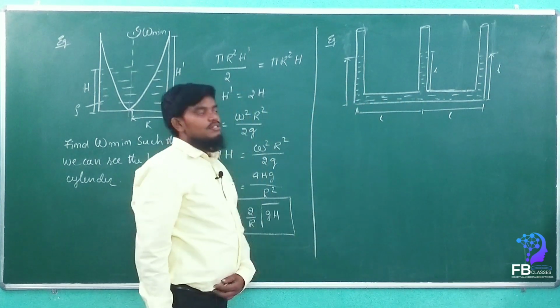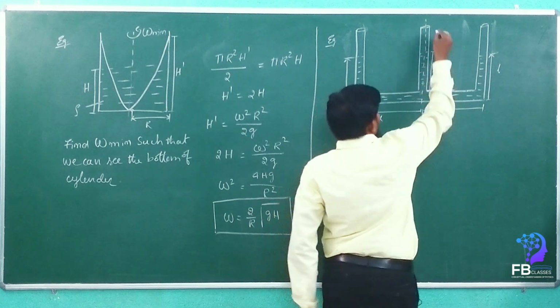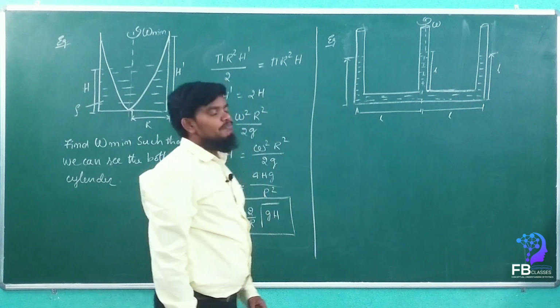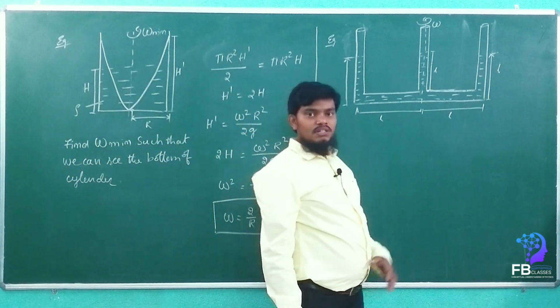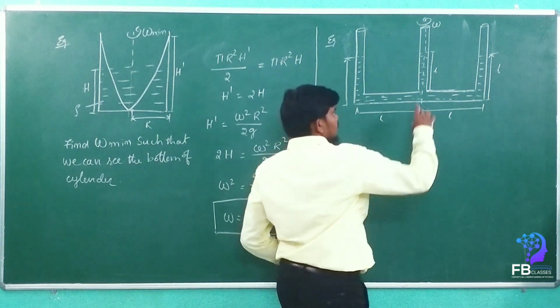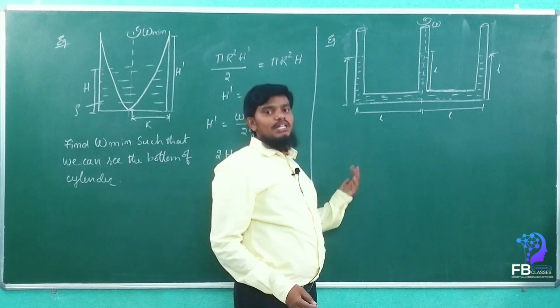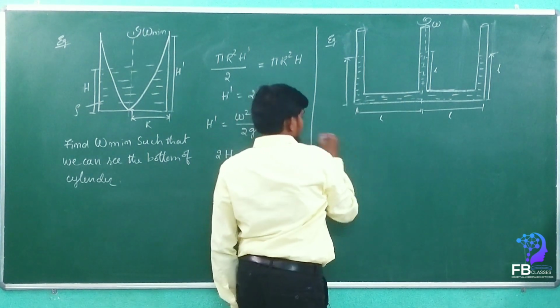Now what the question is asked: make this total system rotate with omega. He asks what the omega value is, such that in the middle limb there is no liquid. So the question is what the omega value is.